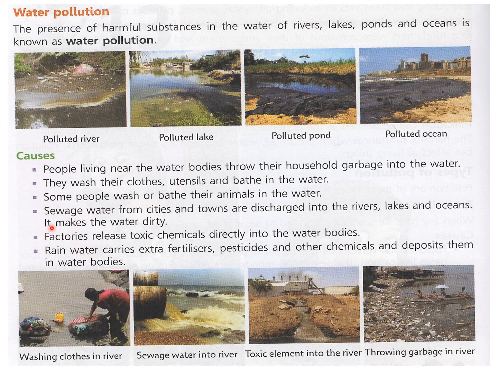Sewage water from cities and towns is discharged into rivers, lakes and oceans. It makes the water dirty. You can see the big sewage pipes throwing water in the river. This dirty sewage water should first be treated and then released into the rivers to prevent pollution. Factories release toxic chemicals directly into the water bodies. You can see a factory here releasing toxic chemicals in the water body. Rainwater carries extra fertilizers, pesticides and other chemicals and deposits them in water bodies. When there is rain, the fertilizers and pesticides sprayed on the crops in the fields come with the rainwater and mix in the water body. That also causes a lot of pollution.